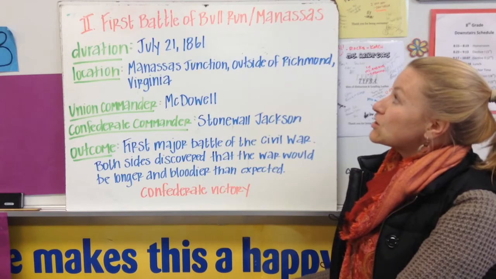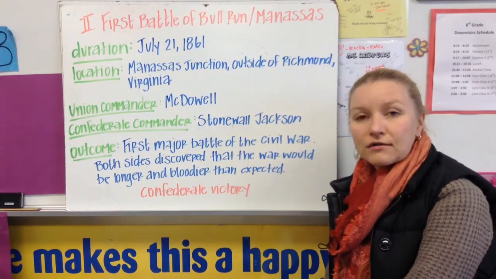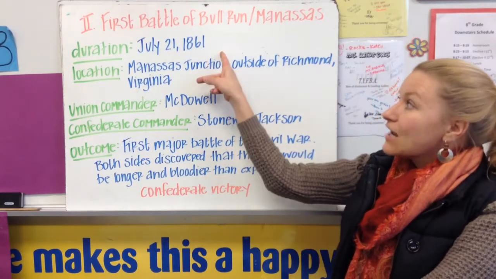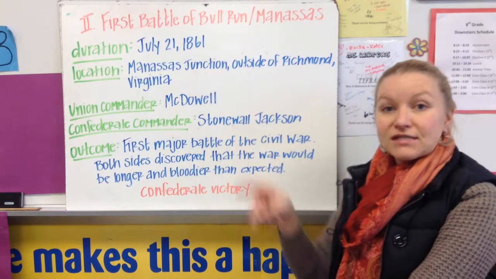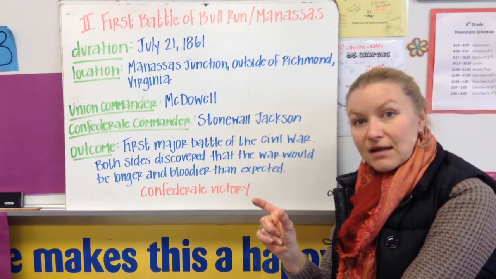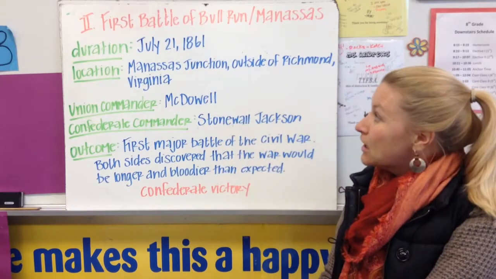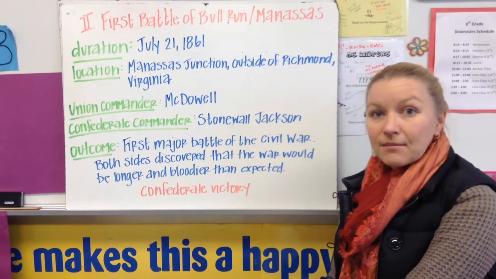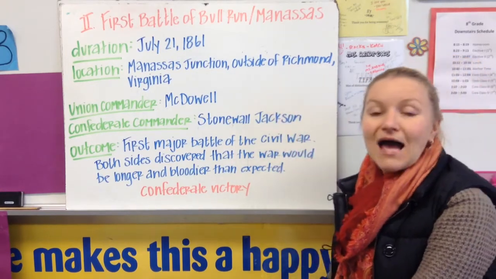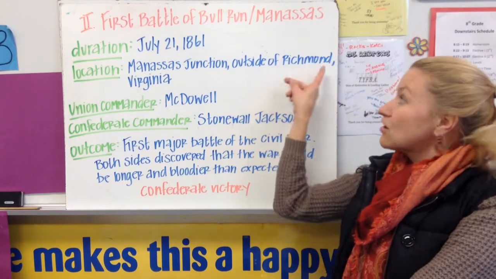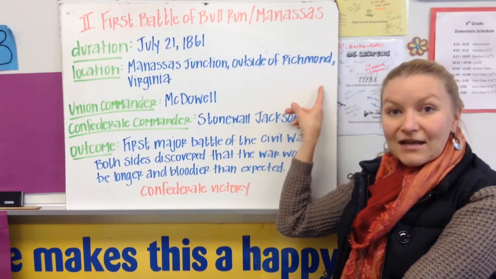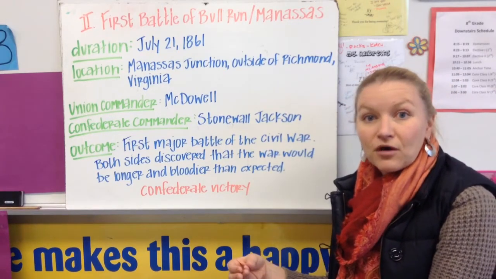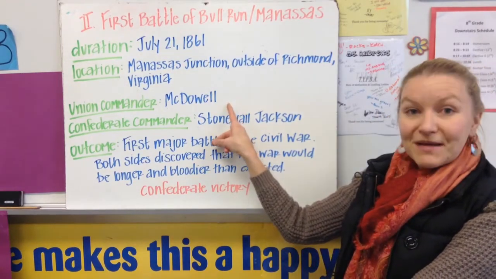Second battle is the First Battle of Bull Run, also First Battle of Manassas. There's a second one as well, but we're just going to look at the first one, July 21st of 1861. Keep in mind that Fort Sumter was in April, this is July, so this is a few months later. Location was Manassas Junction, which is outside of Richmond, Virginia. And one of the big things to keep in mind, guys, is that the Union Army really focused on the city of Richmond because they knew that if they were able to obtain the city of Richmond, the Confederacy would fall more quickly. Union commander was McDowell.